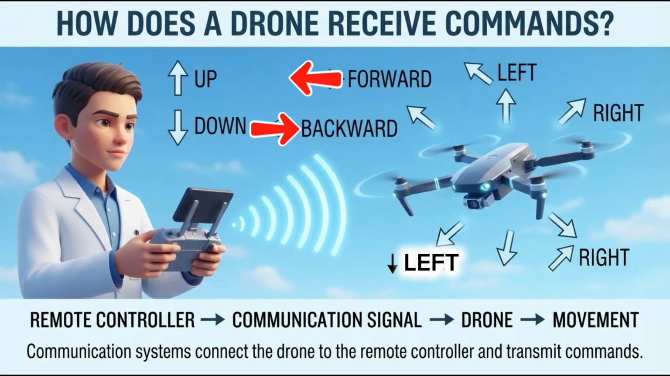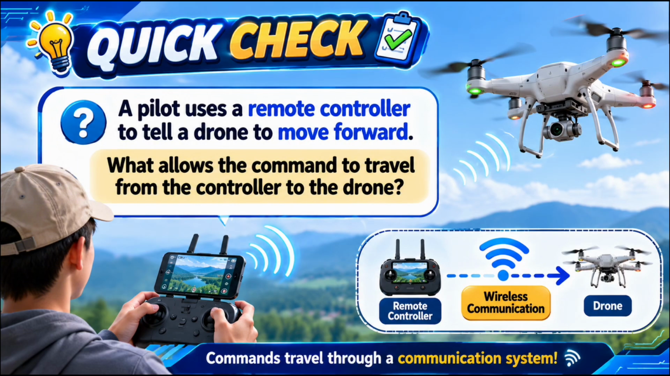The operator can send commands such as up, down, forward, backward, left, right. The drone receives those commands and responds. Quick check. A pilot uses a remote controller to tell a drone to move forward. What allows the command to travel from the controller to the drone? The answer is the communication system.